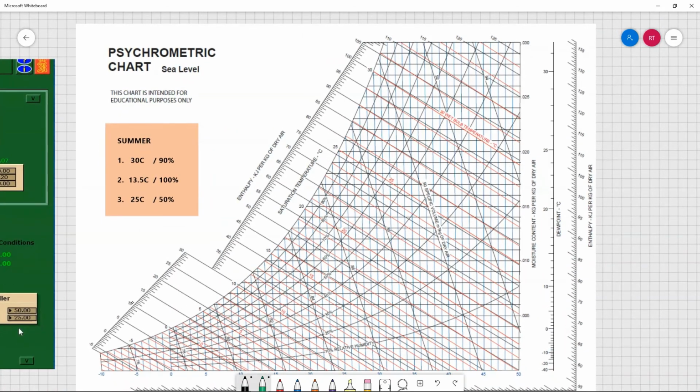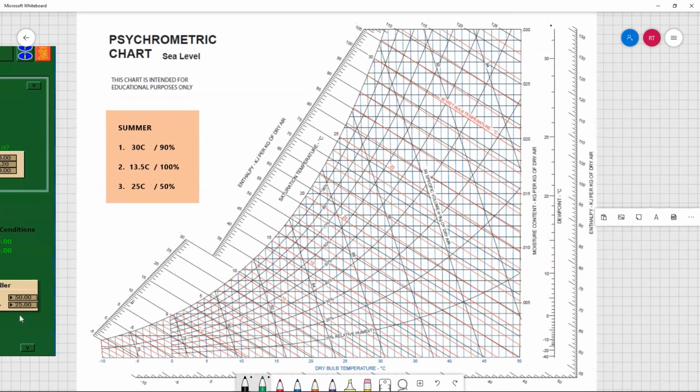Okay, so let's work out our different points here. First point is going to be 30 degrees dry bulb and 90% humidity. So I'm way up here, 30 and 90. Okay, so that's my point number 1. I have my 90% line and my 30, which is here. So my intersection point is way up there.